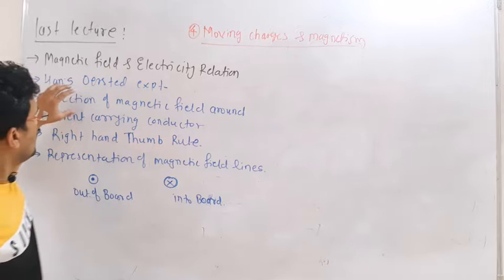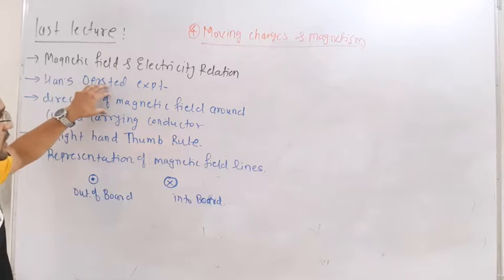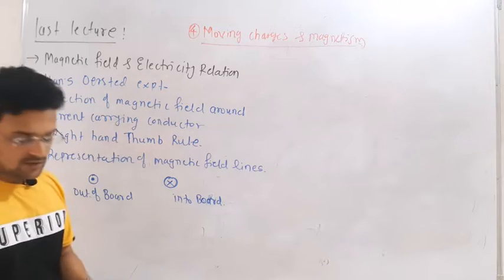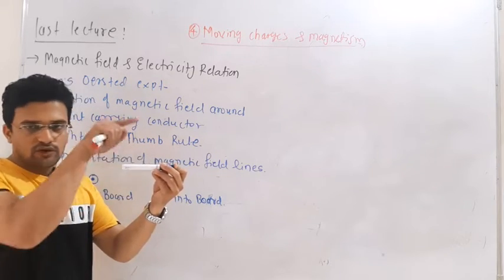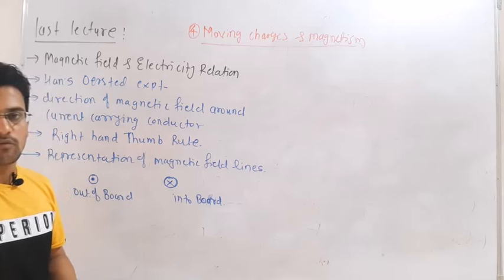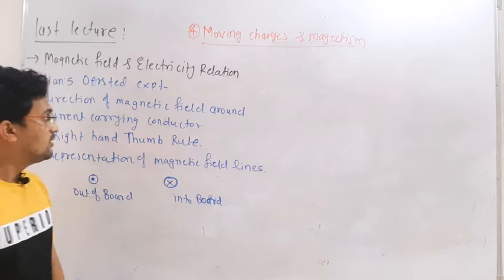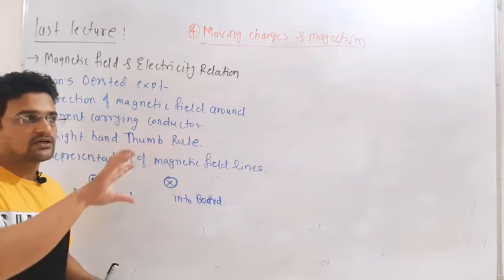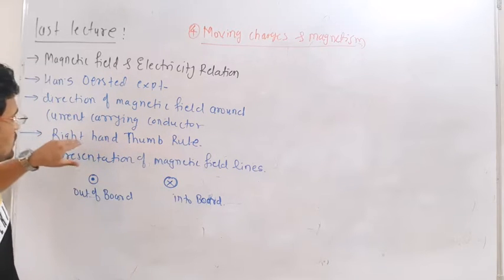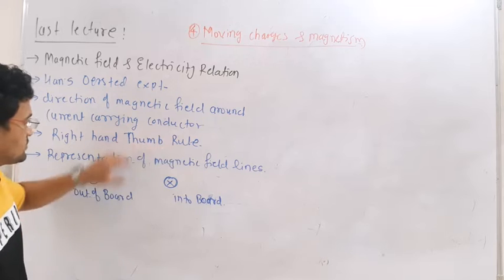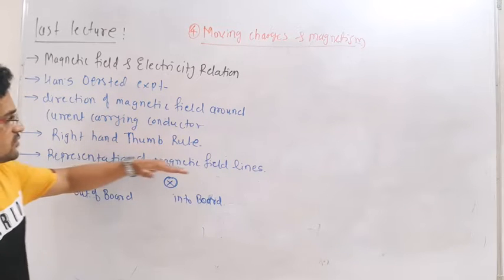Next, the direction of the magnetic field around a current carrying conductor. Suppose this is the conductor, and if you pass current, it creates a magnetic field in the form of concentric circles. Whether the direction is clockwise or anti-clockwise is given by the right hand thumb rule. Already explained.